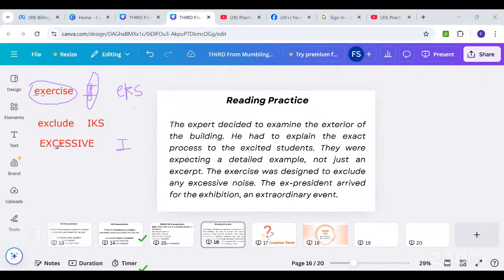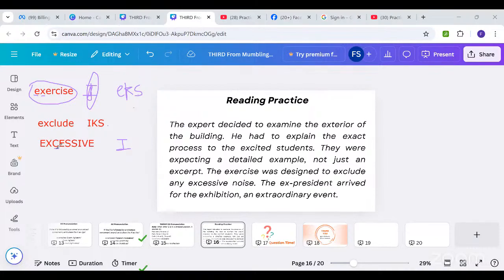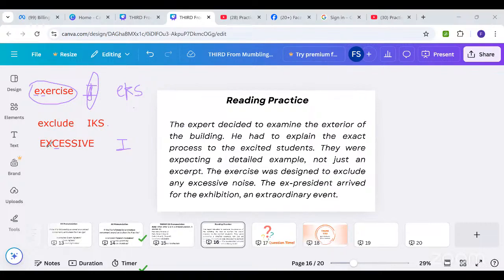Are you with me, sir? Yes, ma'am. So I said that since the C is making a voiceless sound, the X before the C, what sound should it make? The X now, what sound is it making? Is it making the K sound or the G sound? Kus. Okay, that's correct. So we have excessive, excessive, correct. Now the second word.